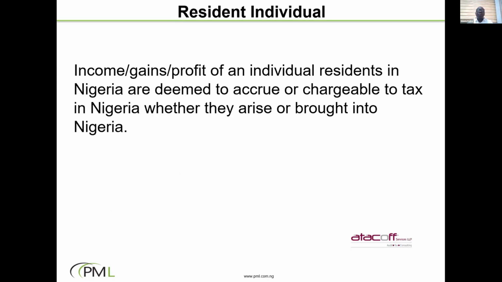Let's talk about individuals. Incomes, gains, or profit of an individual resident in Nigeria are deemed to accrue or chargeable to tax in Nigeria when they arise or are brought into Nigeria. As far as you are resident in Nigeria, whatever income, gains, or profit you've made as an individual is deemed to have accrued or is chargeable to tax in Nigeria. You are subject to tax on it, whether you made it in Nigeria or you made it abroad.